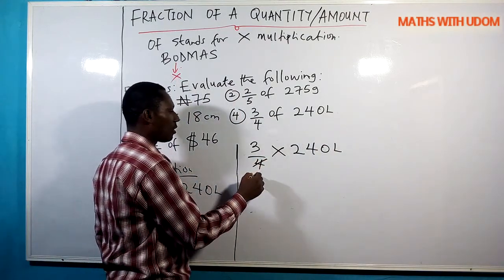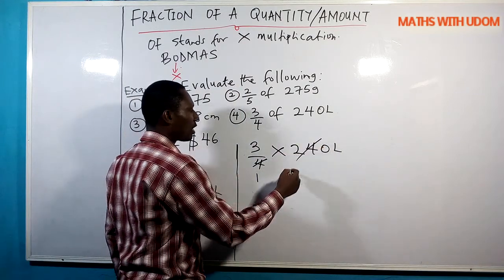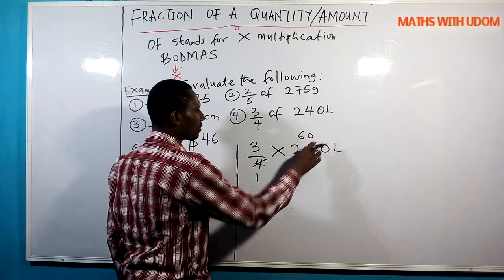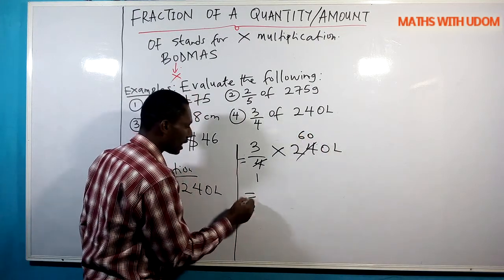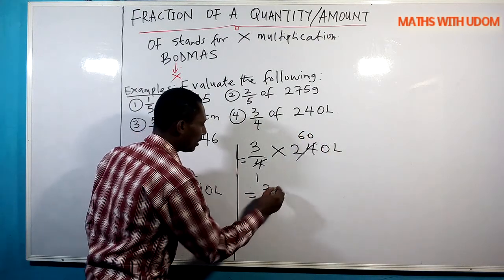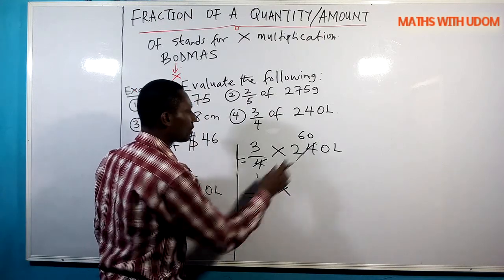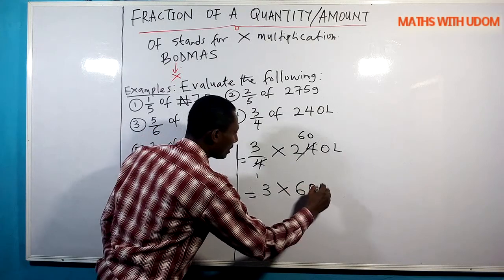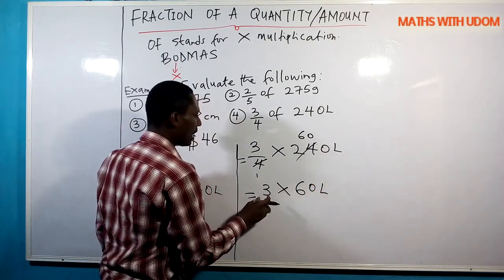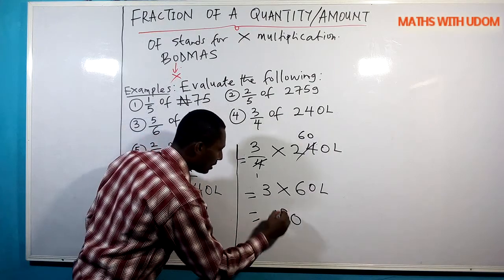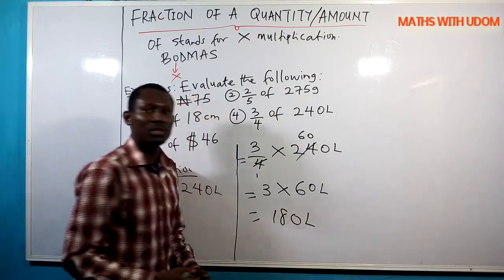How many 4 can go in 4? 1. How many 4 can go in 24? 6. Then this 0 here, you drop it in front of 6. So what do we have? We have 3 multiplied by what? The 60 right there, 60 liters. Okay? So 3 times 0 is 0. And 3 times 6 is what? 18. Then you put your unit there.